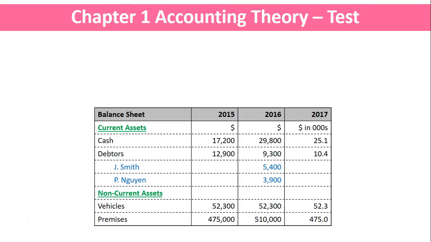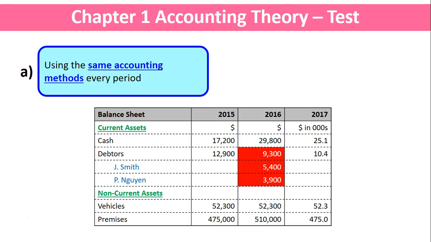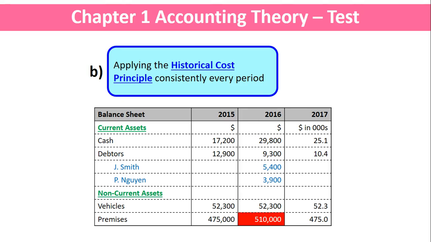What are we trying to demonstrate here? We're trying to demonstrate a few points. Firstly, we should use the same accounting methods every year so this report can be comparable. That hasn't been done here. We can see in the second year, debtors has actually changed the way it's been set out. The accounting method used has been to put in the subsidiary debtors, the actual names of the people that make up that debtors figure in 2016, but in 2017 that wasn't used. So this report isn't comparable because the same accounting methods weren't used.